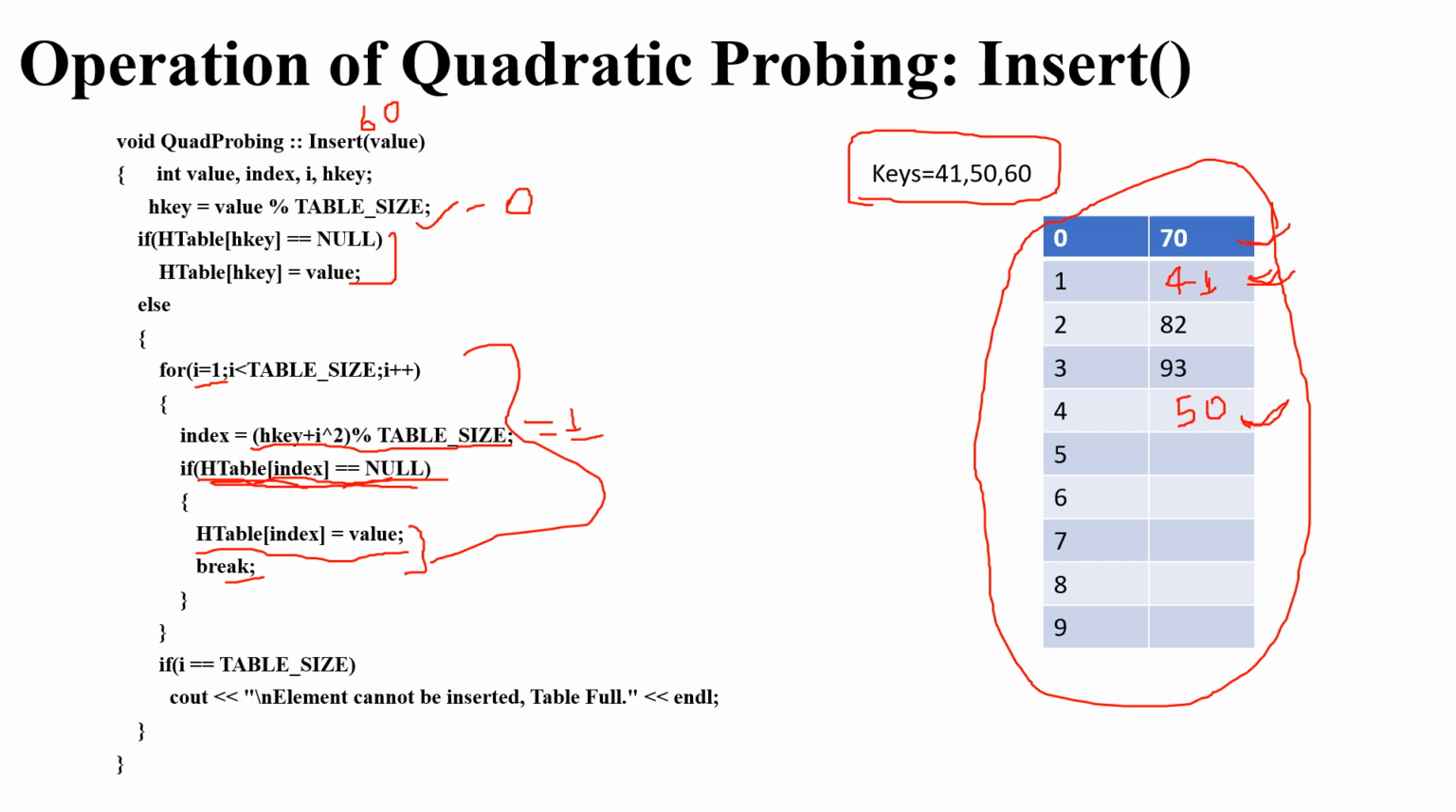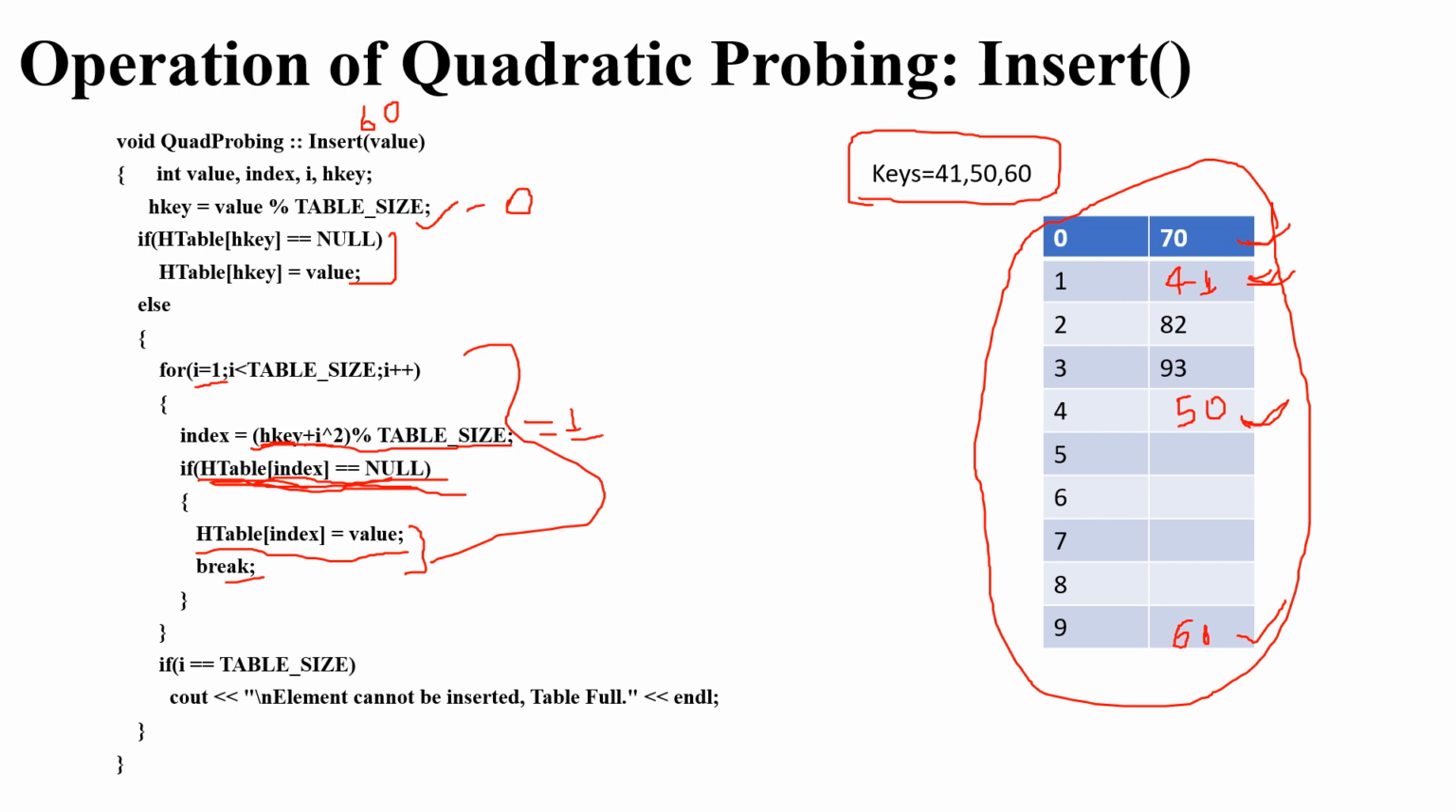Now again calculate index. 0 plus 3 square, that is 9. 9 modulus table size, 9 modulus 10. If you do that, you will get the index value is 9. And check that. Has table of ninth index equal to null? Yes, this is null. Then what will you do? This 60 is going to be stored on the ninth index.